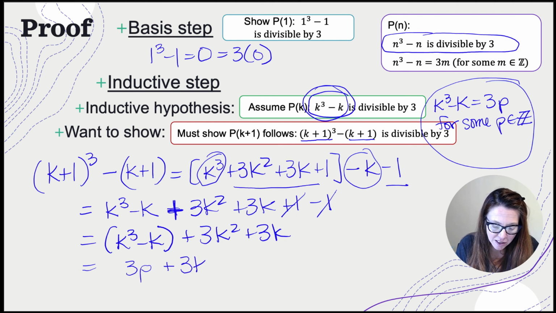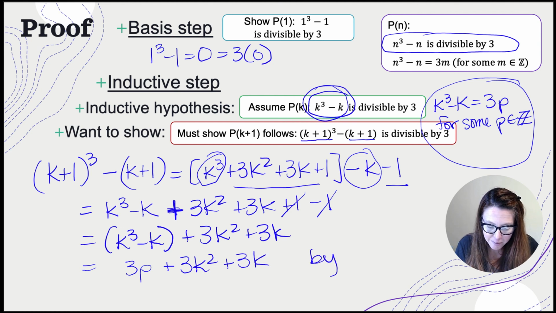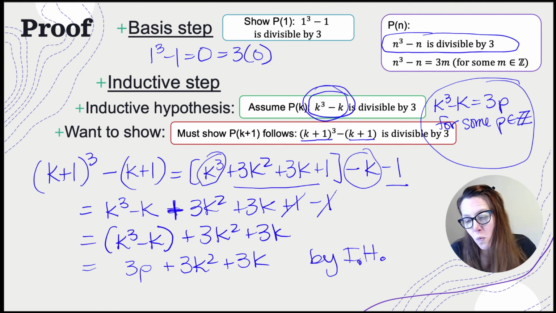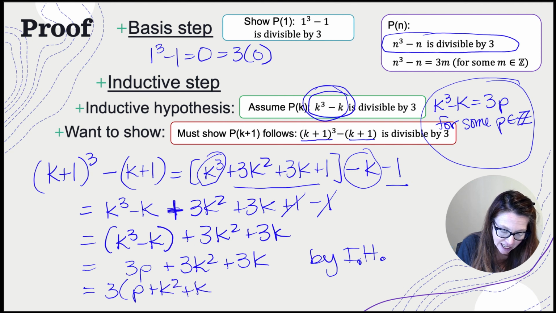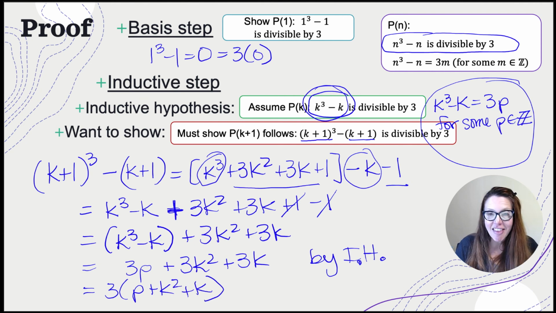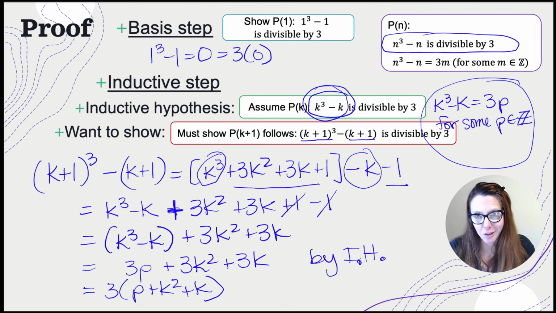So I end up with something of this form by our inductive hypothesis. And what that means is I can pull a 3 out and I get something of the form p plus k squared plus k times 3. And that means that this is divisible by 3. Therefore, by induction, for all positive integers n, n cubed minus n is divisible by 3.